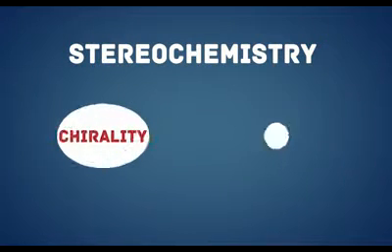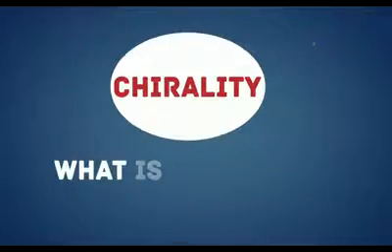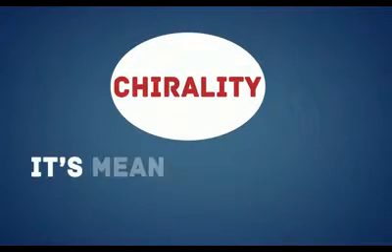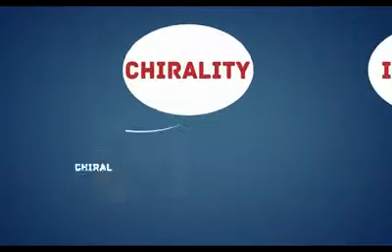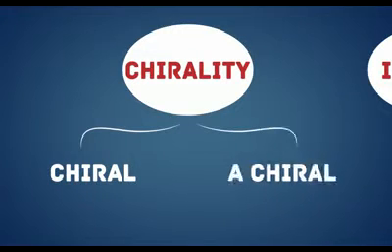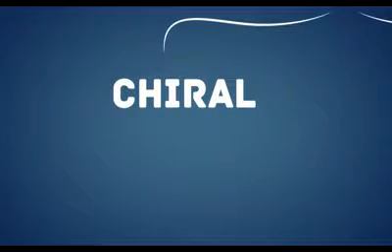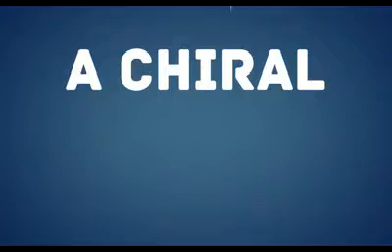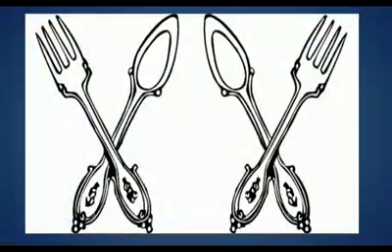Stereochemistry is divided into two parts, chirality and isomers. What is chirality? It means handedness. It is divided into chiral and achiral. Chiral is an object that has a non-superimposable mirror image. It means different, like a shell and like Cinderella's shoes. Achiral has a superimposable mirror image. It means the same.